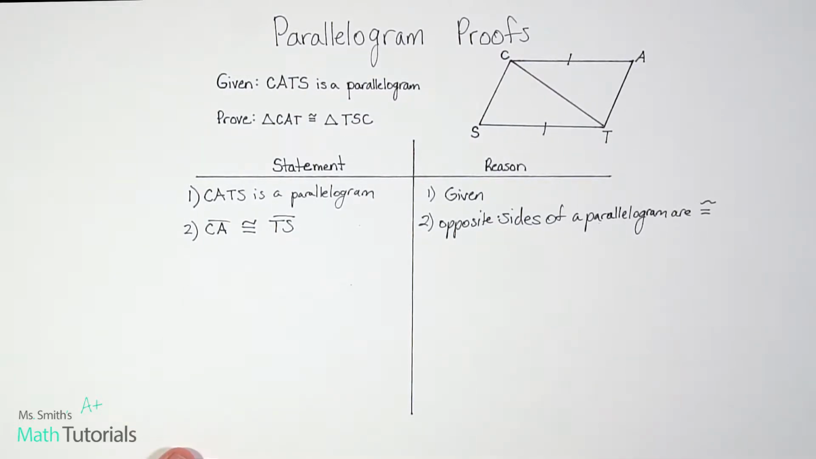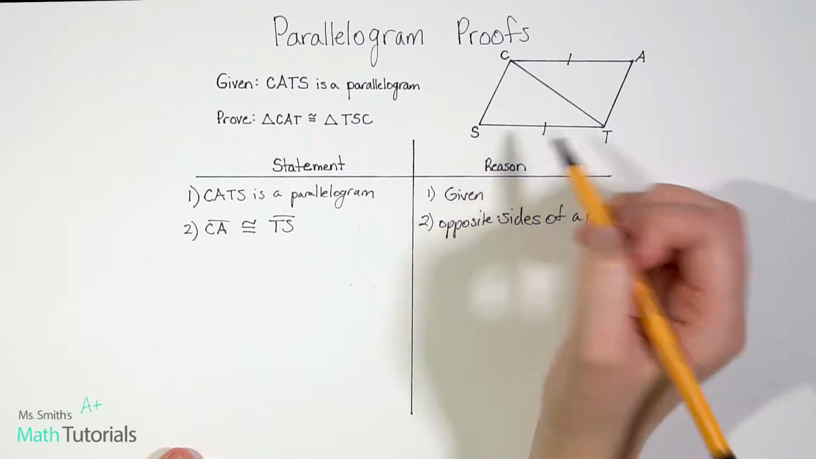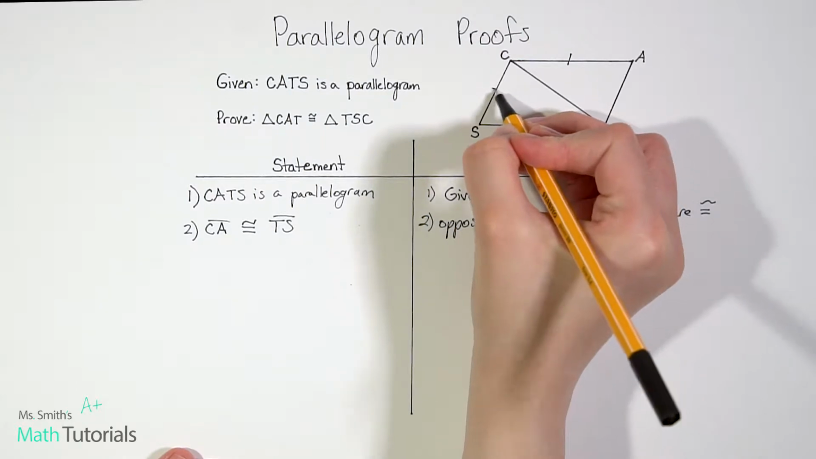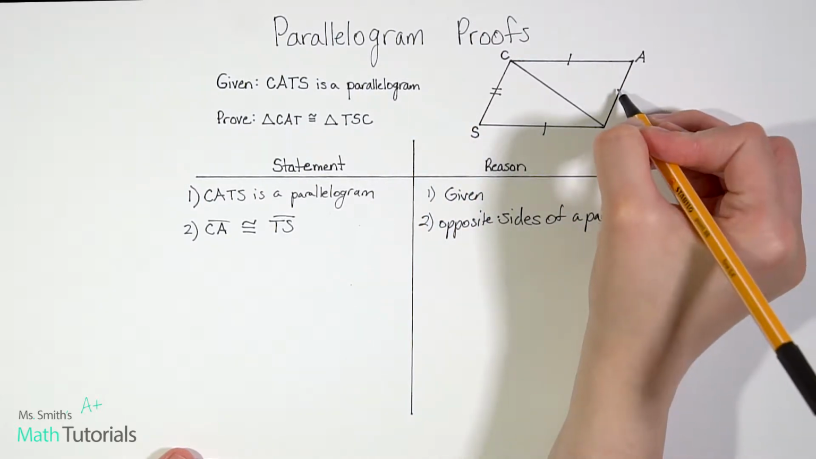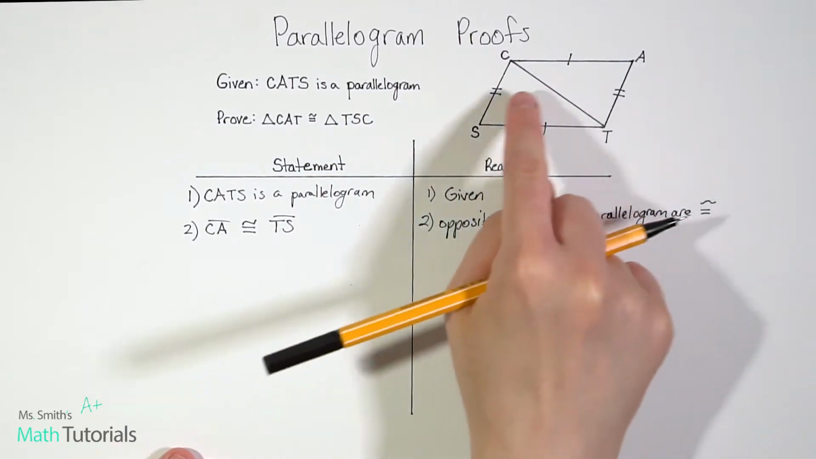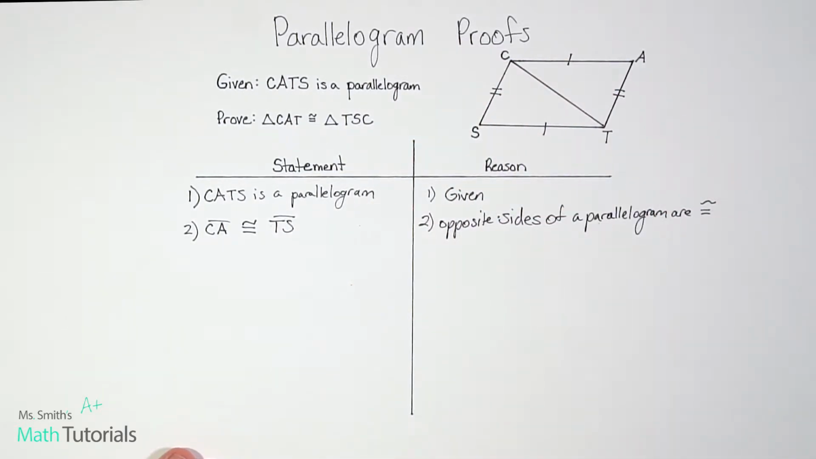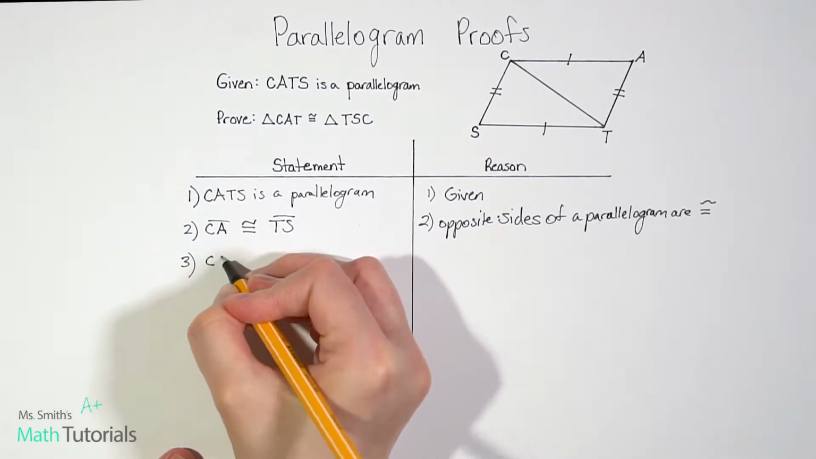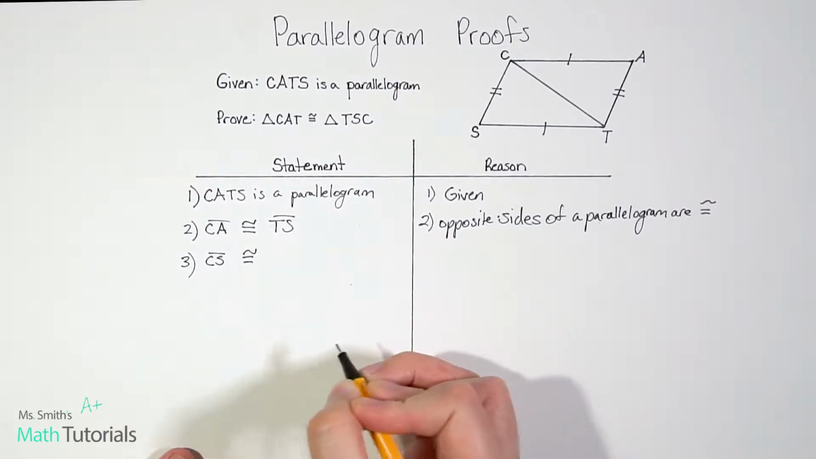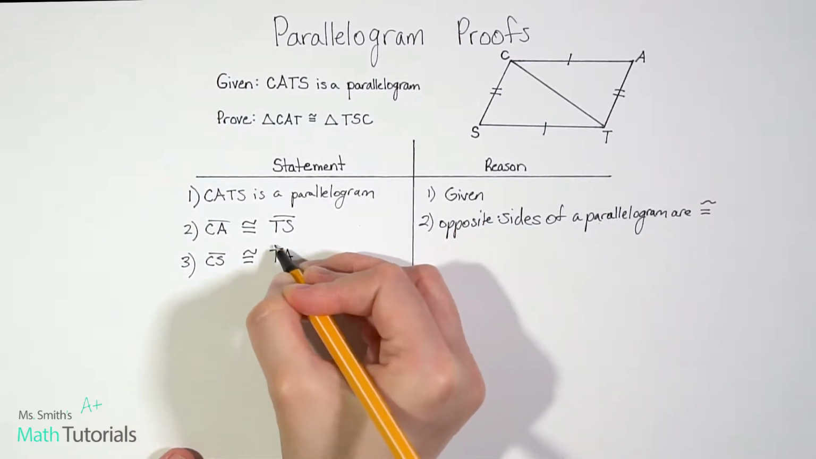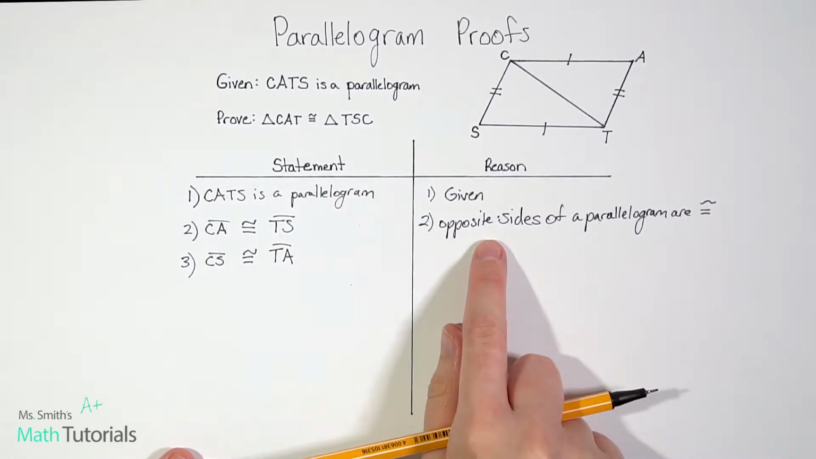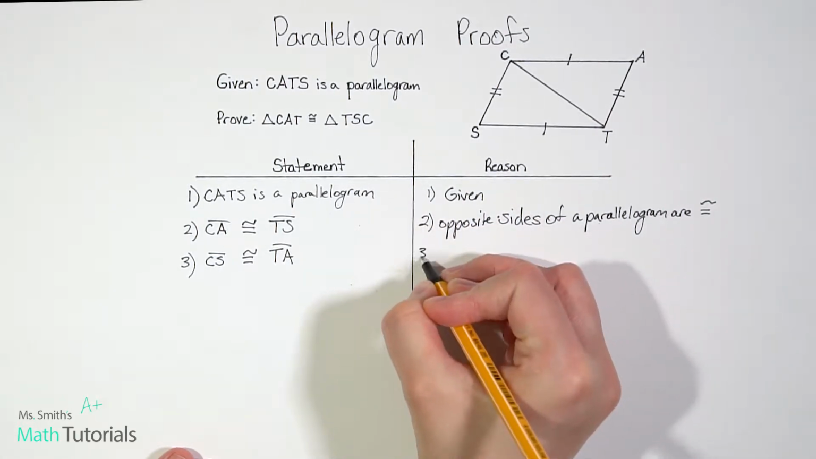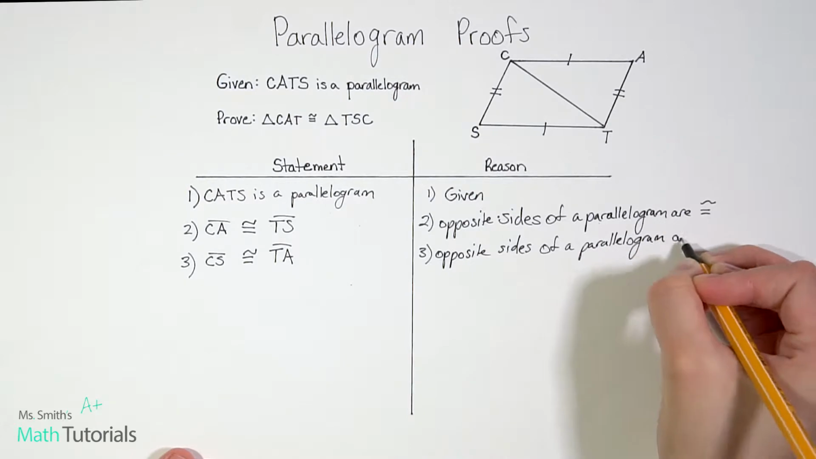So let's think of what else we could say. We said CA is congruent to TS. We could also say that CS is congruent to TA, right? Because if this is a parallelogram, then our opposite sides have to be congruent. So let's write that one down. For our statement number 3, we know that line CS is congruent to line TA. And how do we know that? Well, for the same reason as number 2. We know that opposite sides of a parallelogram are congruent. So I'm going to rewrite that again.